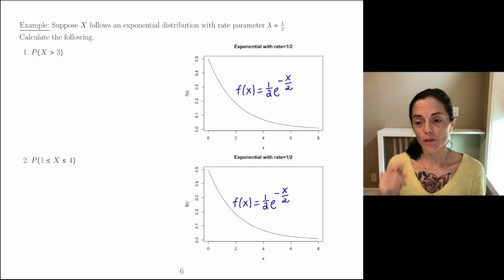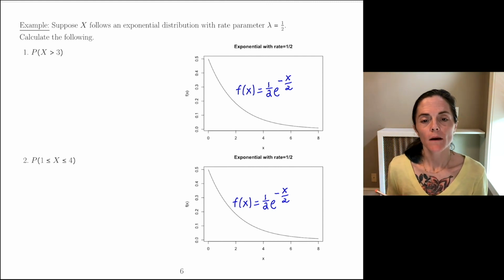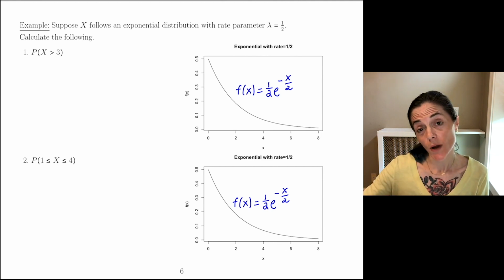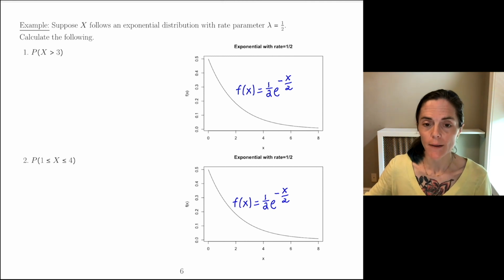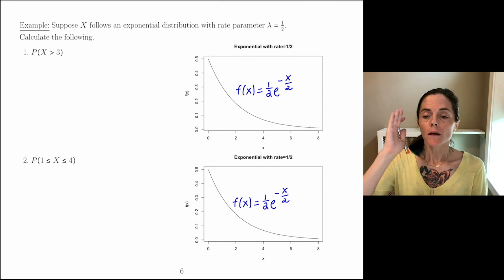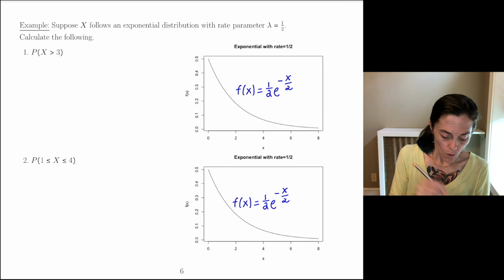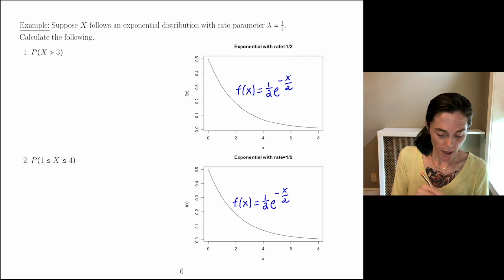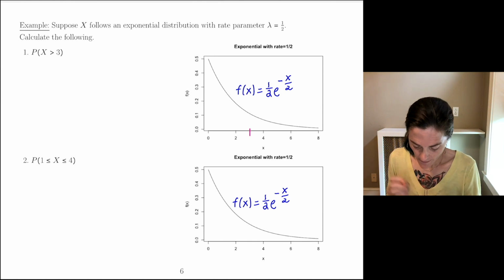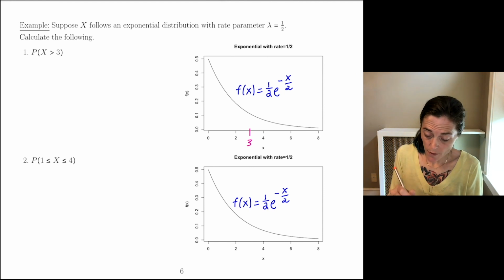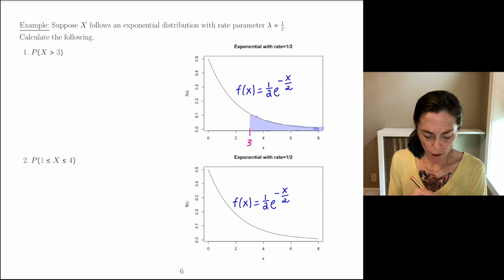Okay, the first one. Now, I'm doing this in part to stress, how do you calculate a probability for a continuous random variable? Well, area. So what is the probability that x is bigger than 3? Well, 3 is probably here. The probability that x is bigger than 3 will be this area. This area is what we're looking for here.